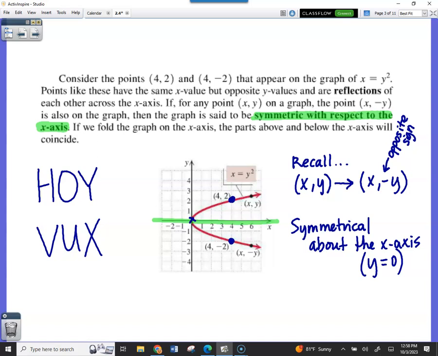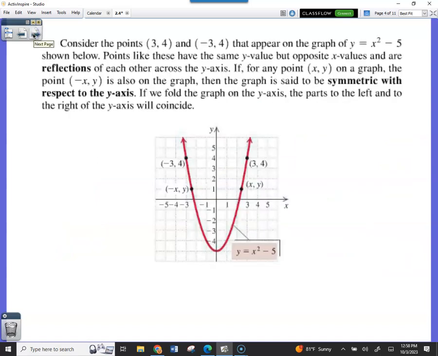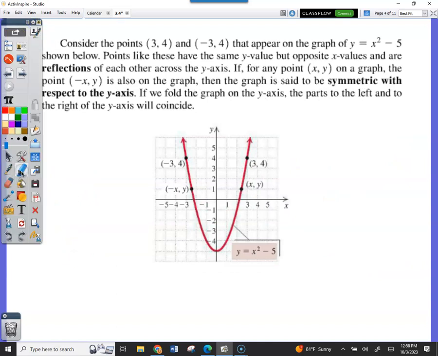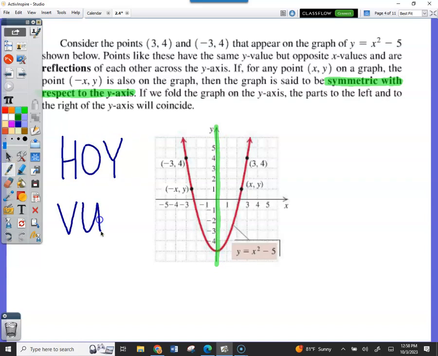And we have the exact same. Is everybody good with that? Can I change the slide? We have the exact same type of problem, but this time it's reflecting over the what? The y-axis. So this one is symmetric to the y-axis. We still have HOY VUX to help us.